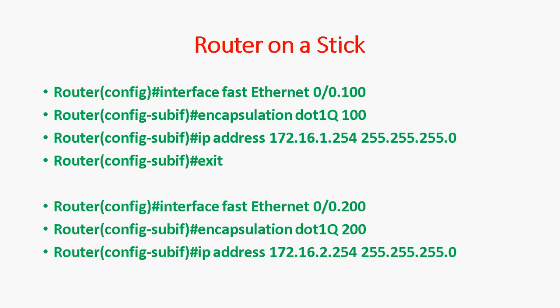So I already decided this sub interface belongs to VLAN 200. That's why I have to give VLAN 200, and this command tells the router which VLAN this sub interface belongs to. Then afterwards we have to assign the IP address. So the IP address is 172.16.2.254 with a /24 subnet mask.